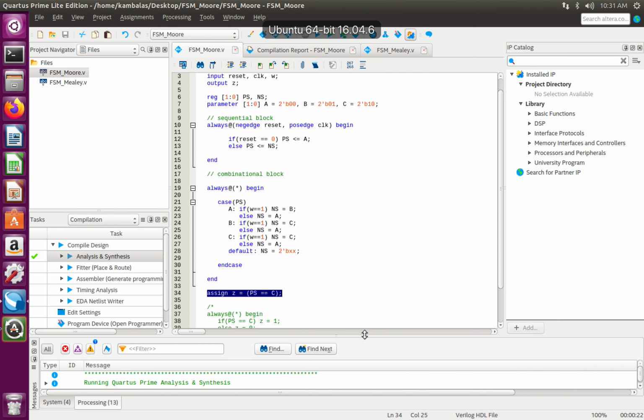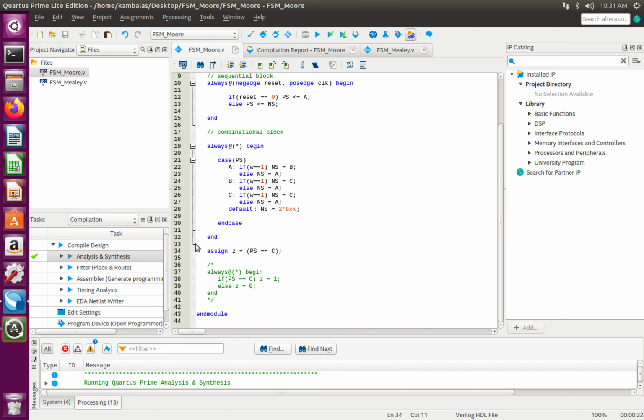So that is how this is encoded. If my present state equals C, then this bracket will evaluate to true, which means my Z is going to be set to 1. Other times when present state is not equal to C, this will evaluate to false, and so Z will be set to 0. If this line doesn't make sense, you can also write it this way: always at start, if present state is C, then my output Z goes to 1, else Z goes to 0. You can either do it this way or this way. This is a more high level way of describing it, but if you do it the other way, no harm.